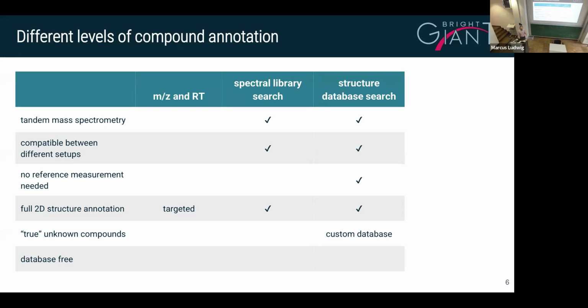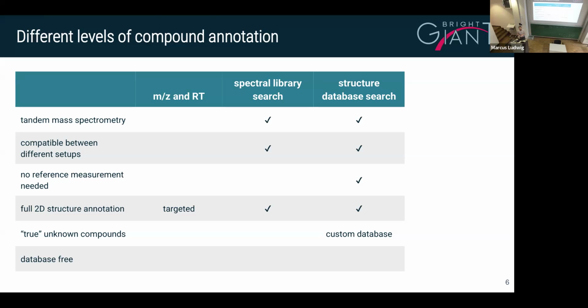So what we are aiming at is, for one thing, performing structure database search. We don't need to have any reference measurement of the compound you're looking for. If it's in a structure database, we can find it. This gives you a couple of advantages because it's still independent of your setup, and it gives you 2D structure annotation, but you can now find much more because you are not required to have this reference measurement.